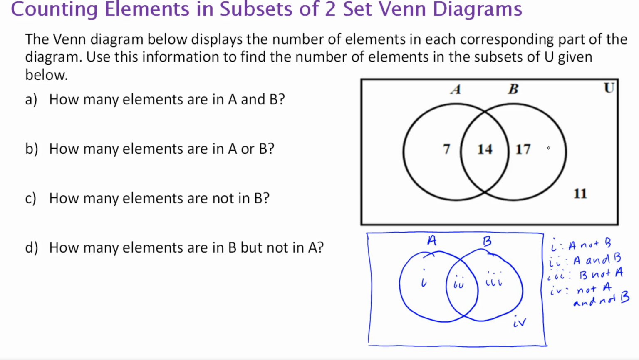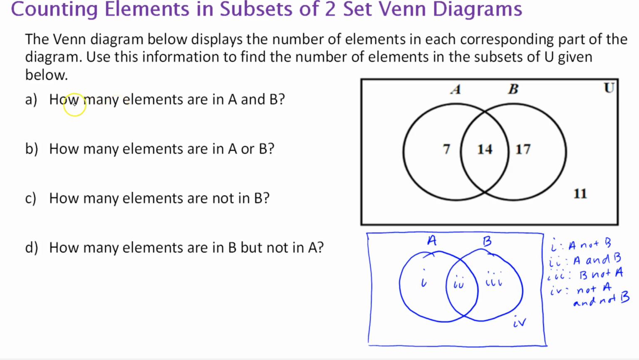So to reference your workbook, remember what these parts mean. If you're in region 1 right here, you're in A, but you are not in B, because this circle B represents B. So these are things that are A but not B. Here in region 2, you're in both A and B. In region 3, you're in B, but you're not in A. And in region 4, you are outside of both A and B, so you are in not A and not B.